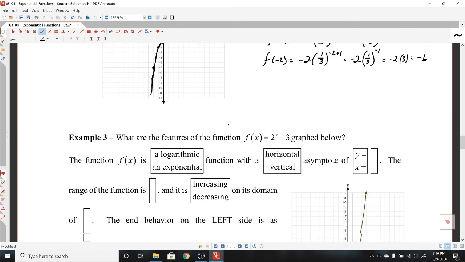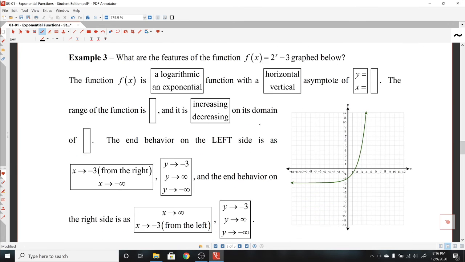All right. Let's try one more example, example 3. Now this one here looks very cluttered on the screen. I was trying to take the Delta Math question and put it into this PDF into the guided notes for you. So these are all menu options for the most part. So it says, what are the features of the function 2 to the x minus 3 graph below? So here they are. It says the function is, and they want to know, is it logarithmic or exponential?